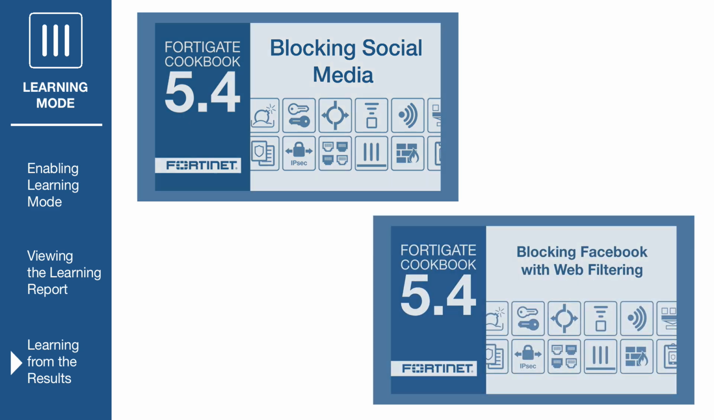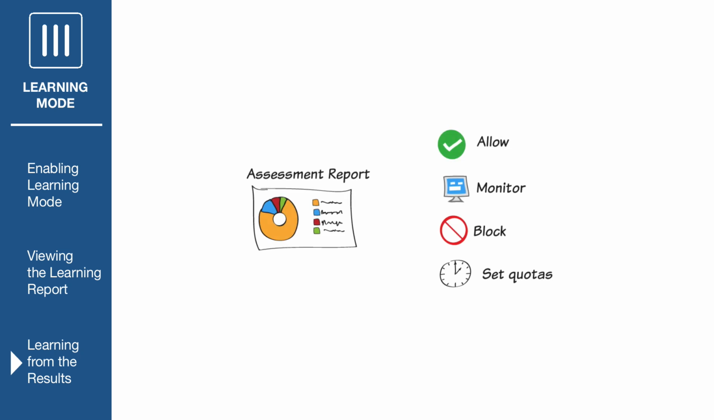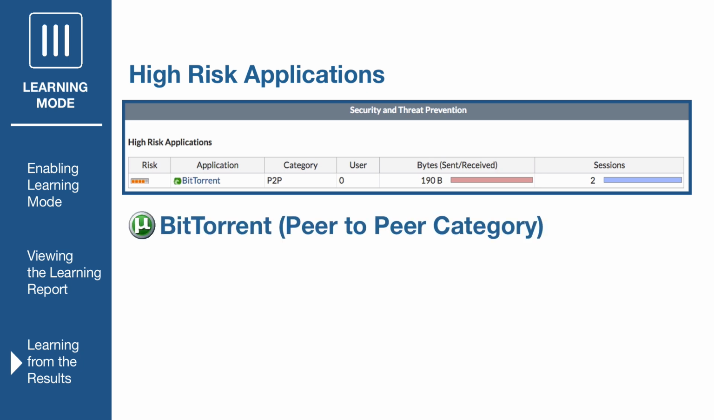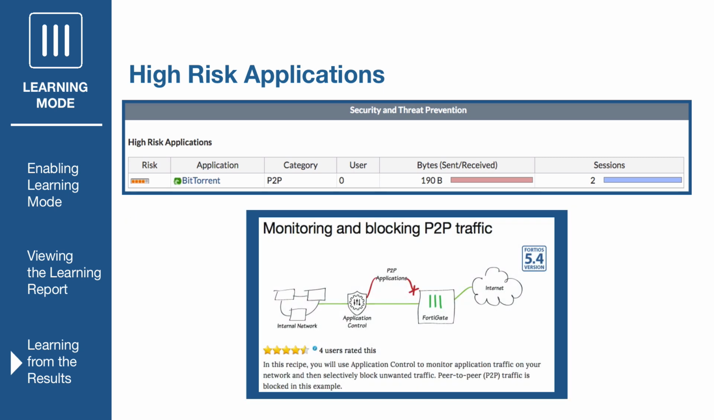You can also decide which traffic to monitor or block, set quotas on traffic, and schedule traffic based on your learning report. For example, if you look at the high-risk application category, you can see applications that you might want to block. In this case, BitTorrent is in the peer-to-peer category. If you want to monitor or block torrents, like BitTorrent here, you can go to this cookbook recipe on how to monitor and block peer-to-peer traffic.